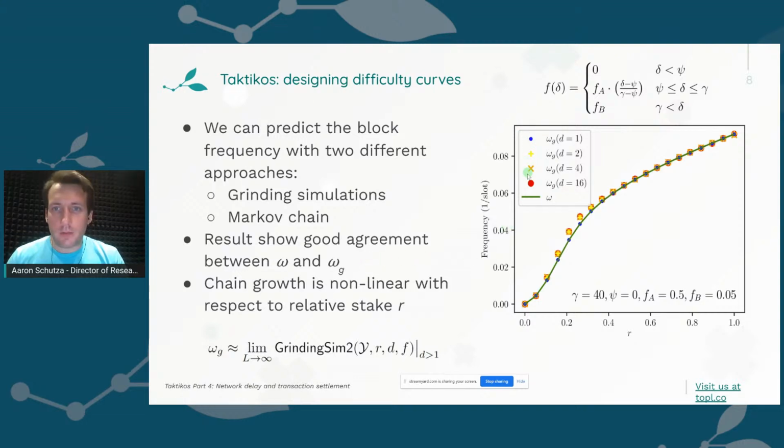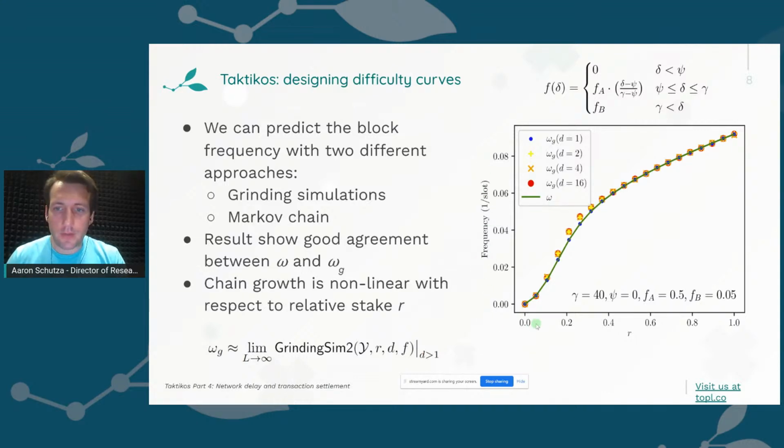And we have omega sub g for a couple of different branch depths, and the branch depth corresponds to the number of generations that an adversary tracks in their private reserve of eligibilities. And omega sub g is approximately equal as long as d is equal to 2 or greater. And so you can see there's good agreement between all three of these trends, but the blue trend follows the green analytic prediction for the block frequency.